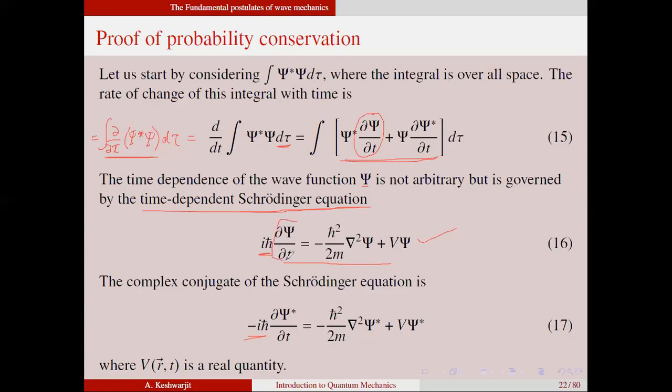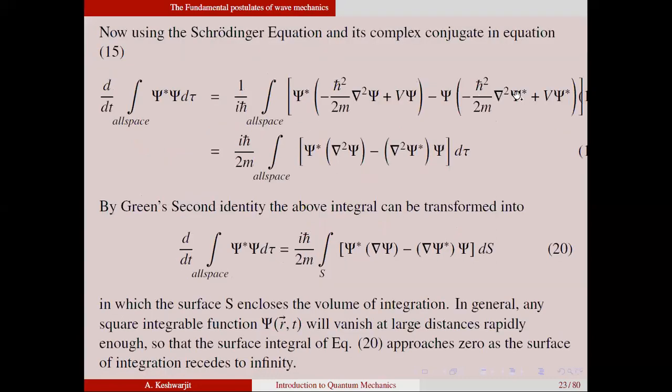Now for del psi by del t, you divide both sides by i h bar, you get del psi by del t, and you substitute that value here. Then in the conjugate expression, you divide both sides by minus i h bar. You will get an expression for del psi star by del t, and you substitute that expression here. Then you'll get the following expression.